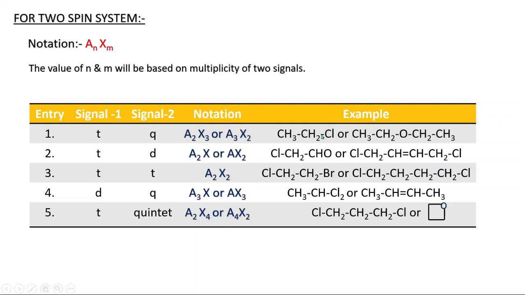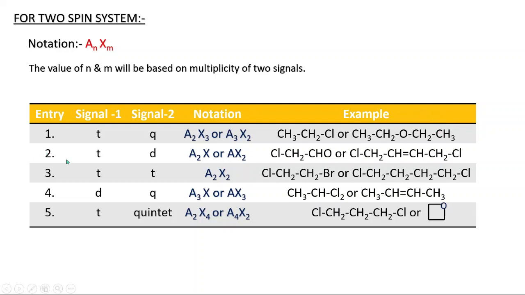So based on that, we have this chloroethane, and also diethyl ether. This is a symmetrical molecule, that's why we will get these 2 protons as a quartet, and these 3 protons we will get as a triplet.